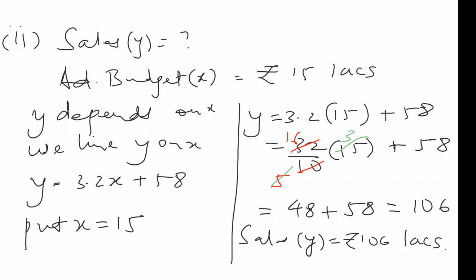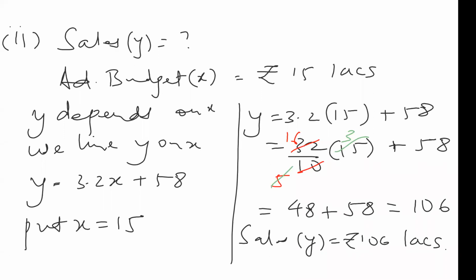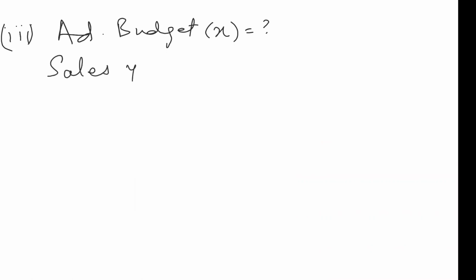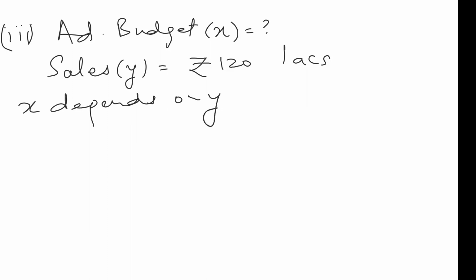That was the second part of the problem. Let me take you to the third part of the problem. They're asking what should be the advertisement budget. That means the ad budget, the advertisement expenditure budget. Those are all X, right? And they want to achieve a sales target of rupees 120 lakh. Sales is denoted by Y, so this should be rupees 120 lakhs. The main question over here is who depends on whom? As we can see, the X value is not known, so X depends on Y.